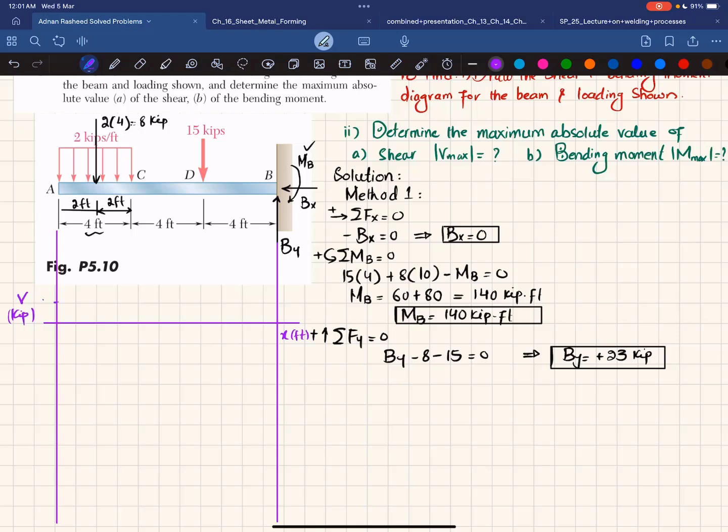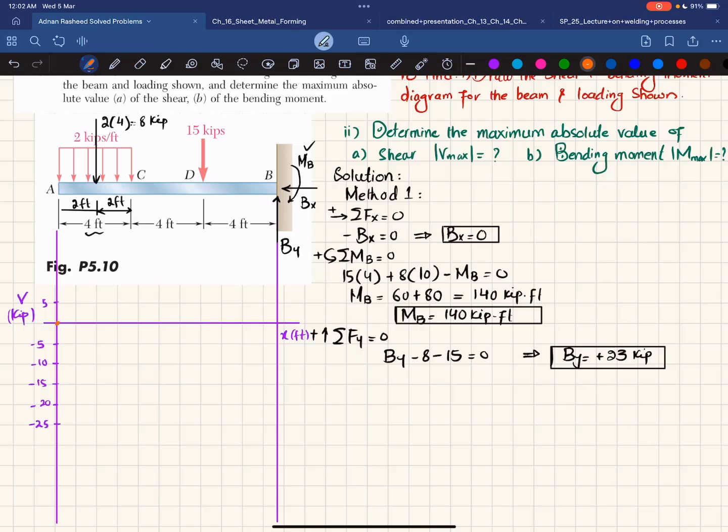So 5 kips, so it will be minus 5, minus 10, minus 15, minus 20, and minus 25. Okay, starting from the very first point at point A, you can see shear force is equal to 0 because there is a distributed load. So for x is equal to 0, 2 multiplied by 0, it will be 0 at this point. So first point will be this one, clear.